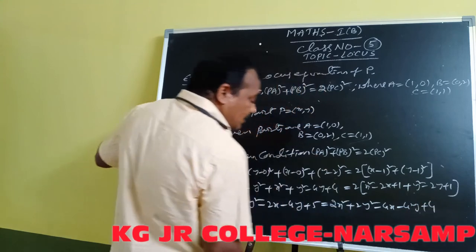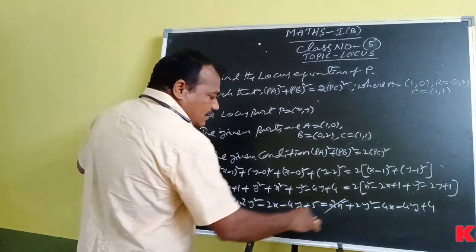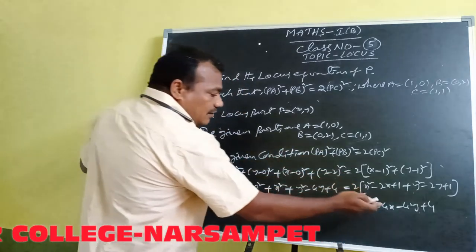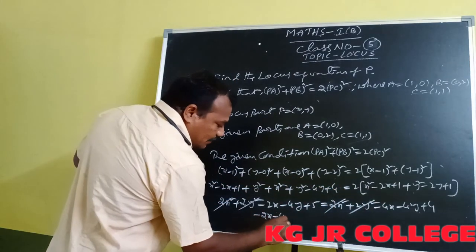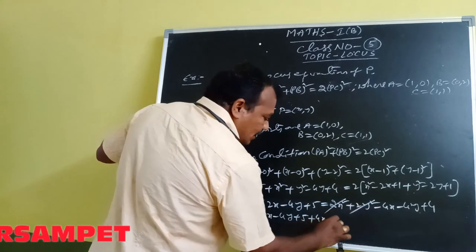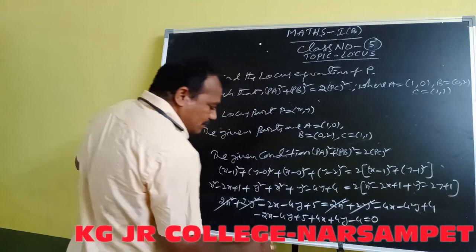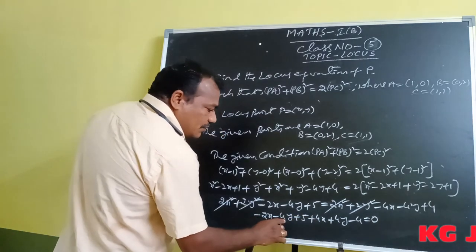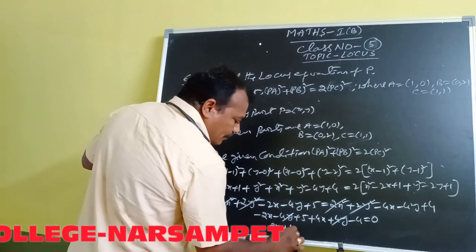Yes, students, we observe that on both sides similar terms are there. Here 2x square cancels and 2y square cancels. And we write all the RHS terms on the LHS side: minus 2x minus 4y plus 5, minus 4x plus 4x, minus 4y plus 4y, and this becomes minus 4. After simplification, minus 2x plus 4x is 2x, minus 4y plus 4y both cancel, and 5 minus 4 is 1, so 2x plus 1 is equal to 0.